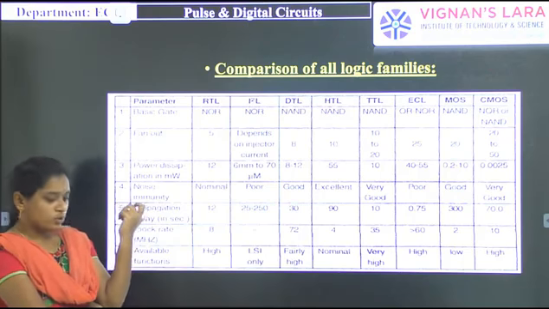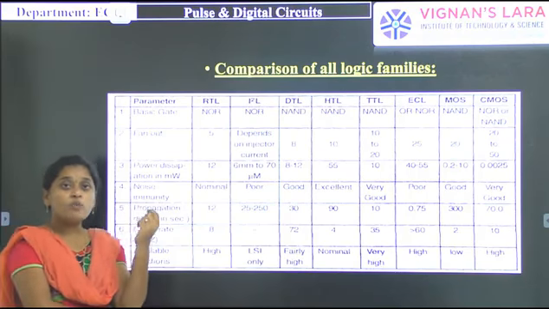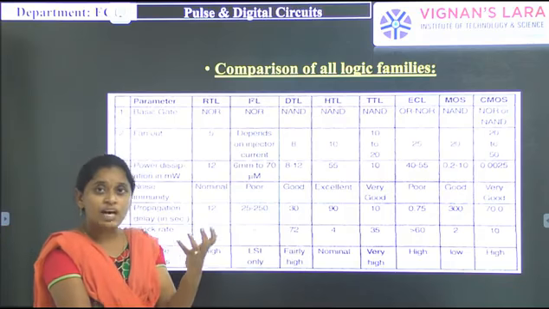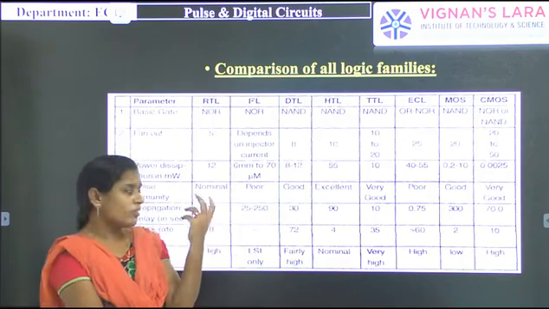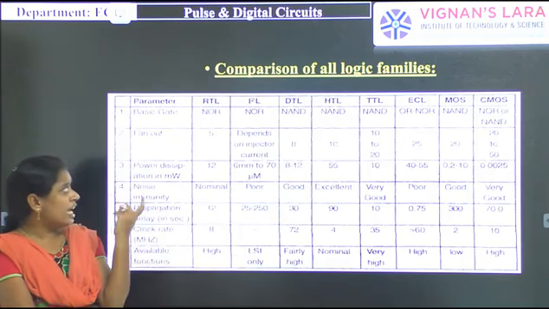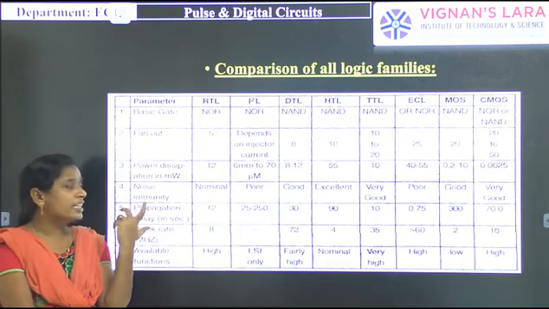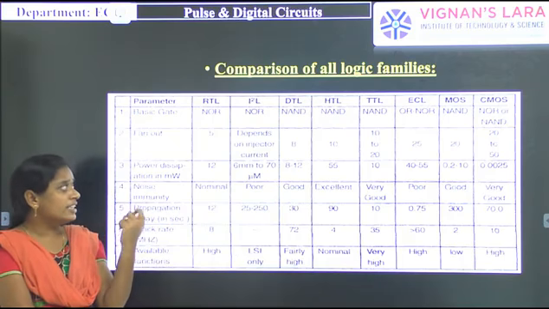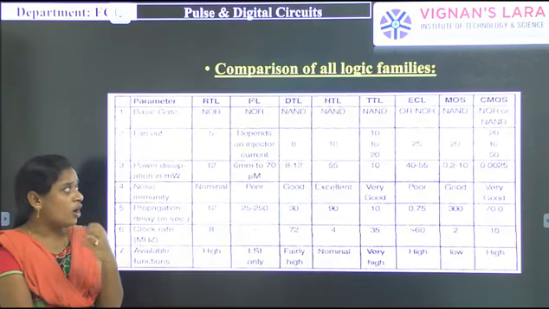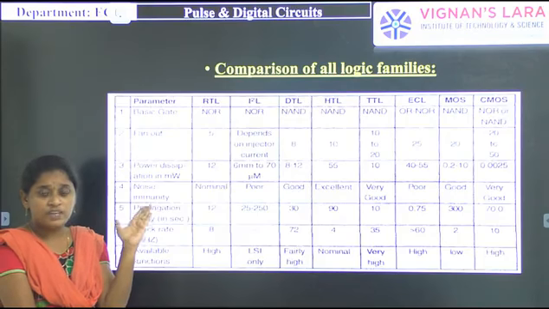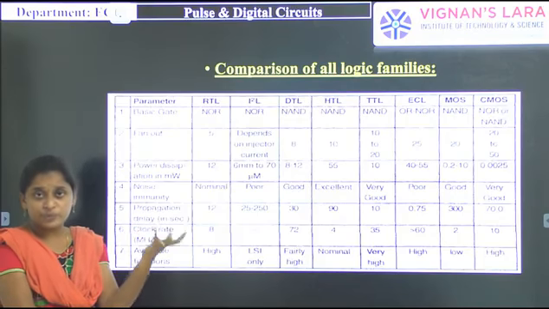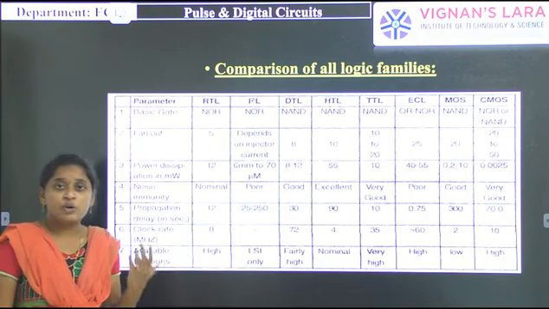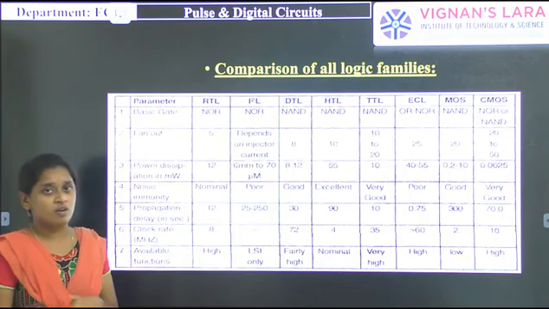The next one is fan out. What is meant by fan out? It is the number of outputs a gate can drive. RTL logic is 5, DTL is 8, HTL is 10 and TTL is 10 to 20. Among all these logics, the CMOS logic family fan out is up to 20 to 50. So more fan out is achieved with the CMOS logic family.